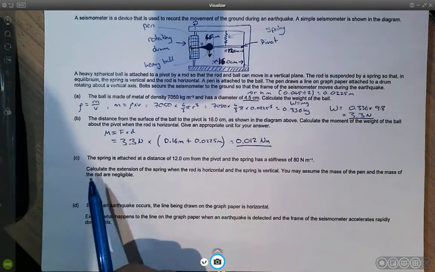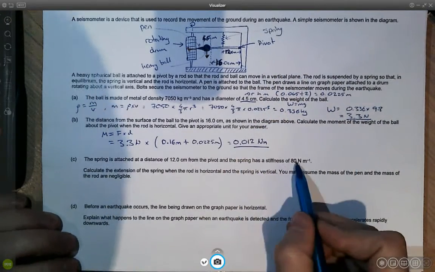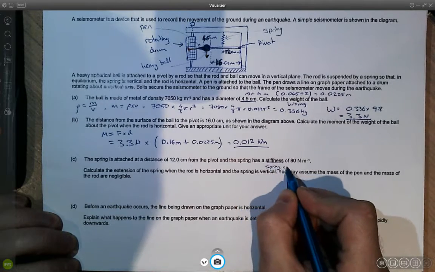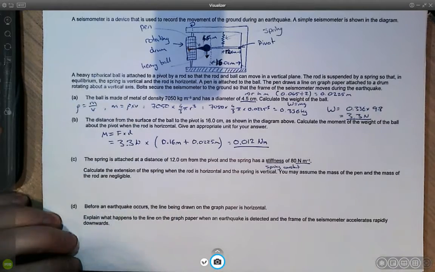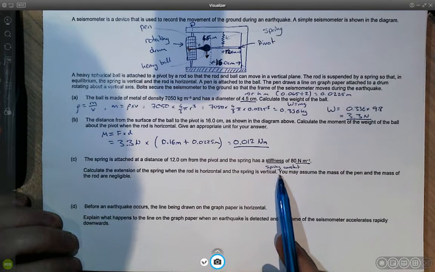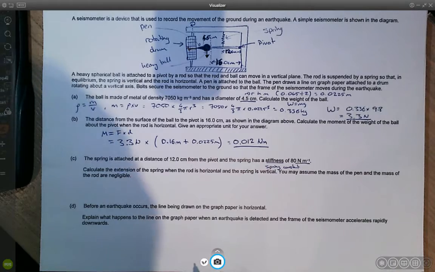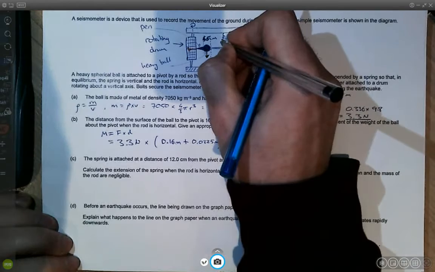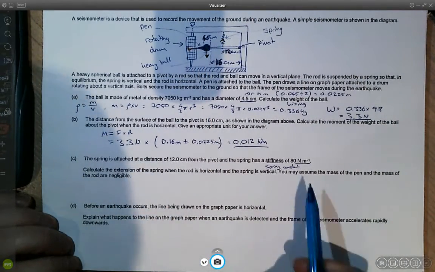Part C, the spring is attached at 12 centimeters, so this distance here from the pivot, and we know the stiffness, which just means spring constant. And if you're not sure exactly what that means, just look at the units, and that is obviously the unit of spring constant. So calculate the extension of the spring when the rod is horizontal and the spring is vertical. Assume the mass of the pen and the mass of the rod are negligible. So there's two steps to this. We need to work out the force that the spring is exerting upwards, and therefore the force that is on the spring, and then we can work out the extension.